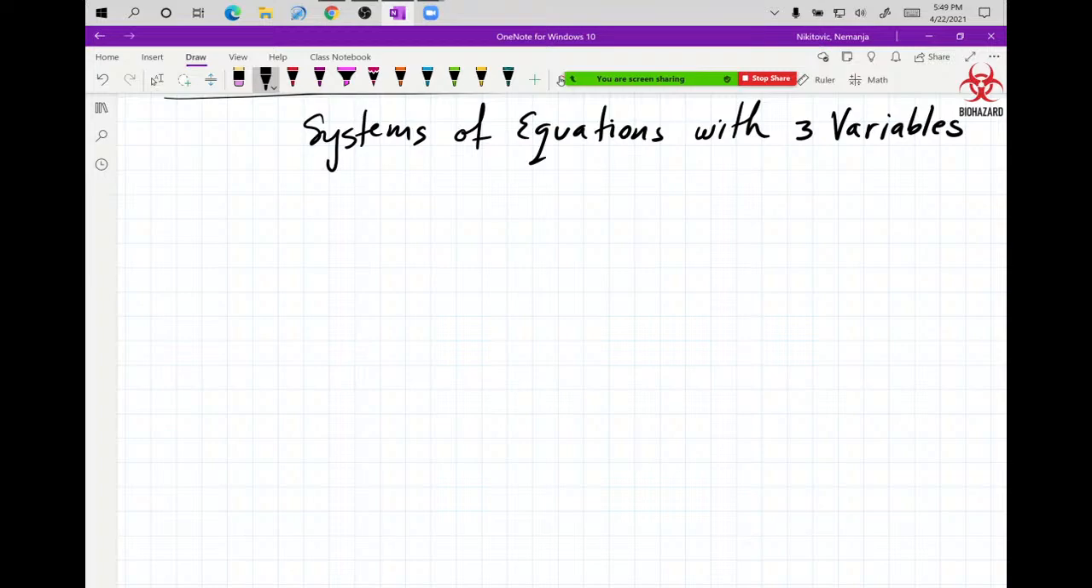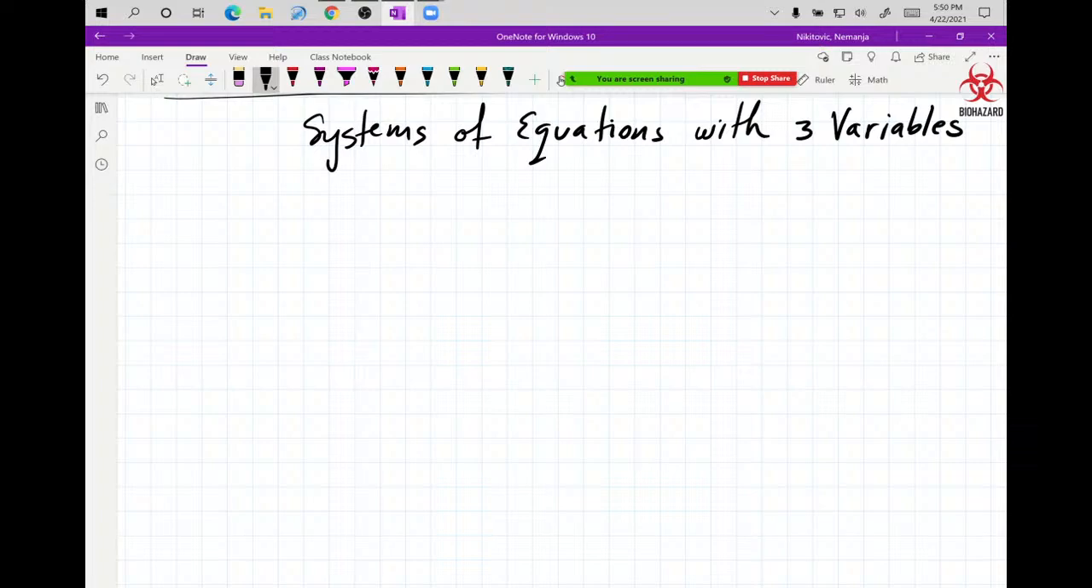Hello and welcome back to Pre-Calculus, section 7.2 on systems of equations with three variables. These are systems that are actually representing planes in space. Your 2x2 systems from elementary algebra were lines, so they would intersect at a single point or they would be parallel for no solution, stuff like that.